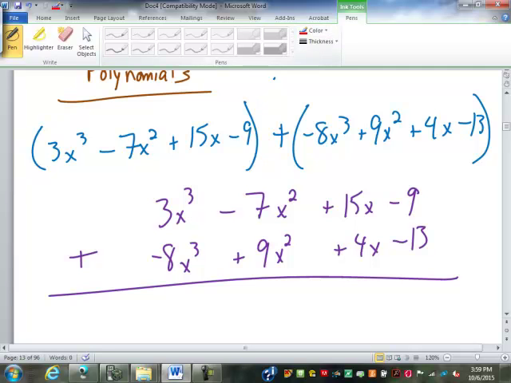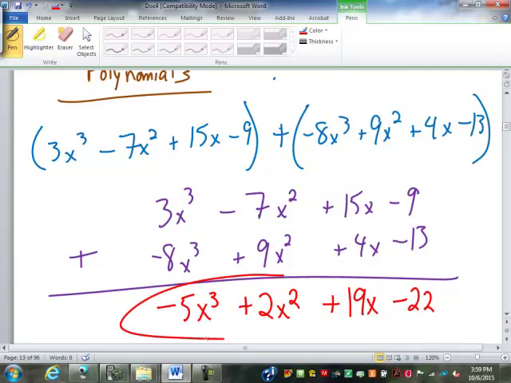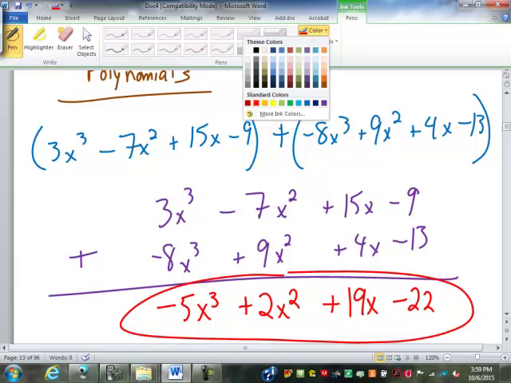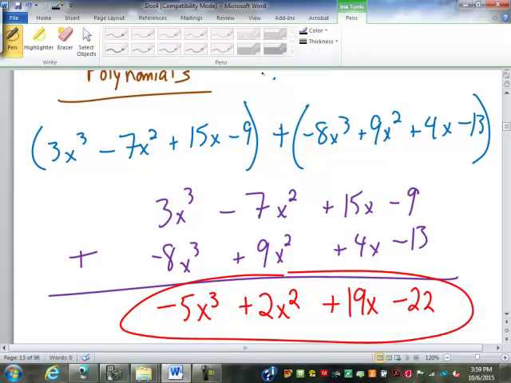So I've got it lined up already. -9 and -13 make -22. 15x from 4x, positive 19x. -7x squared and 9x squared, positive 2x squared. And 3x to the third and -8x to the third. Perfect. -5x to the third. So we've got the addition down. We can have as many digits as we want.